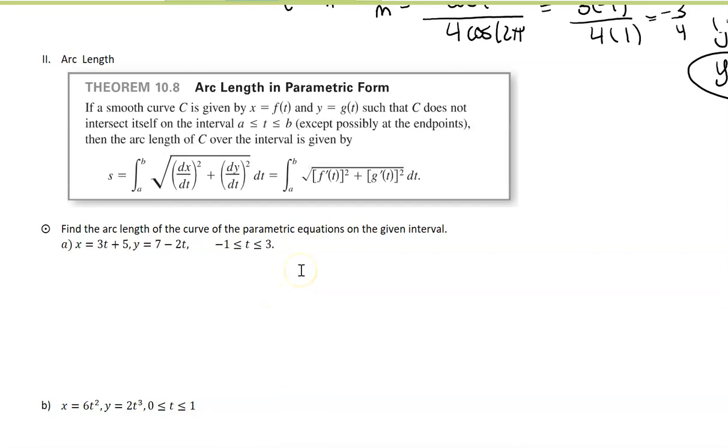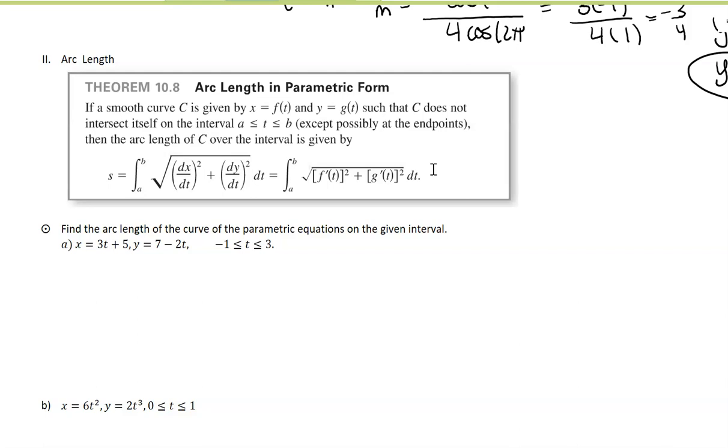When you're evaluating arc length and area in parametric form, it's going to change the equation slightly because you're going to be looking at this from the perspective of being with respect to t instead of with respect to x. So arc length in parametric representation is going to be the integral from a to b of the square root of f prime of t squared plus g prime of t squared dt, where x equals f of t and y equals g of t.